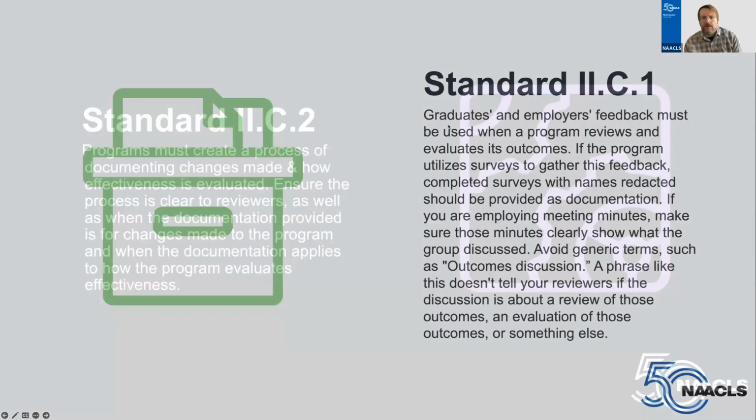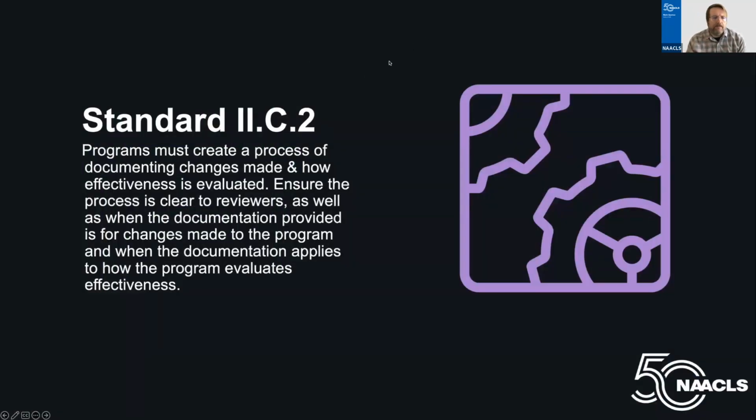Great. Moving on to 2C2. Programs must create a process of documenting changes made and how effectiveness is evaluated. The programs must ensure that the process is clear to reviewers, again, recurring theme, as well as when the documentation provided is for changes made to the program, and when the documentation applies to how the program evaluates its effectiveness. So I think it's really important that we remember that standard 2 is not only assessment, but also quality improvement, and that continual quality improvement is always required.